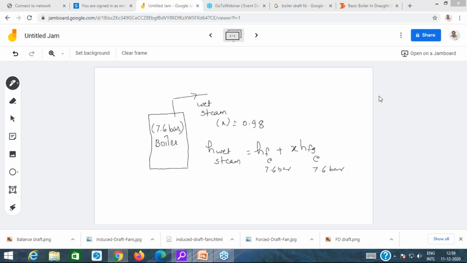Please tell me the value of HF and HFG at 7.6 bar. Okay, so Gauri is giving me some number. Gauri has given me some answer.